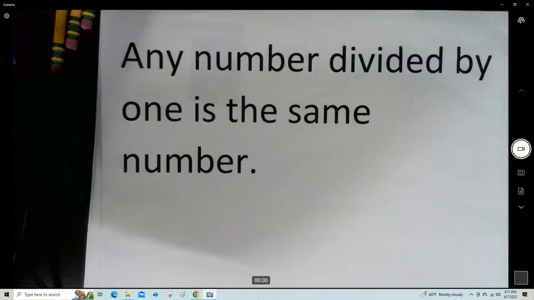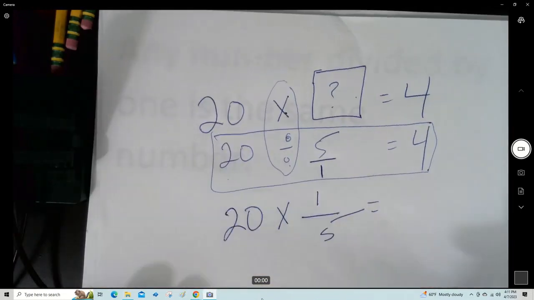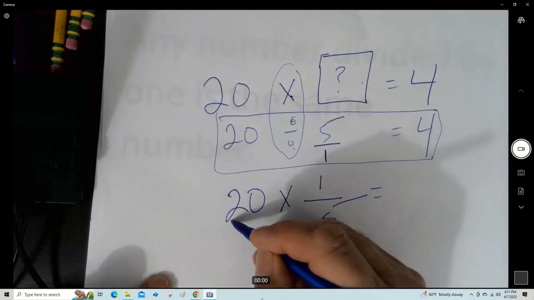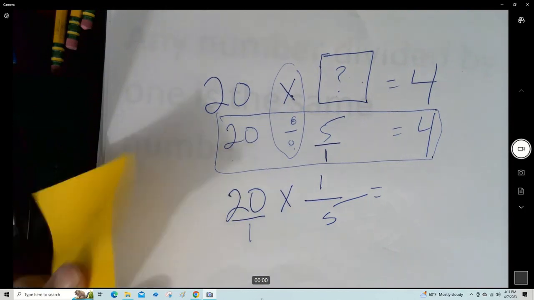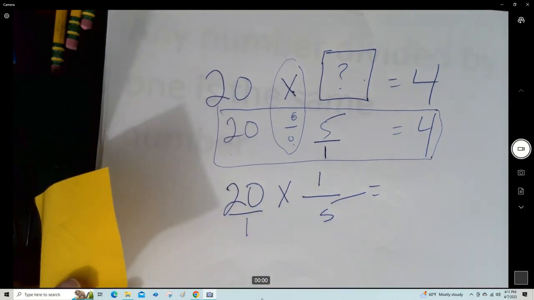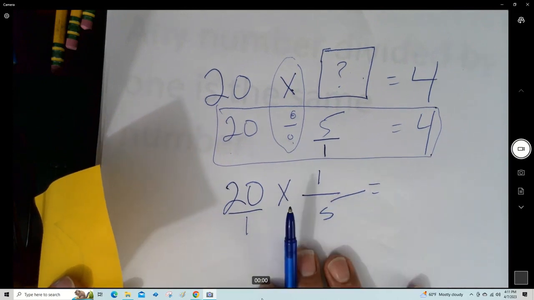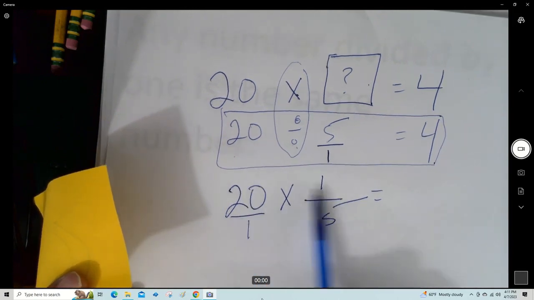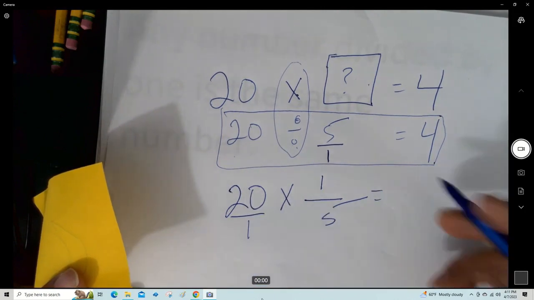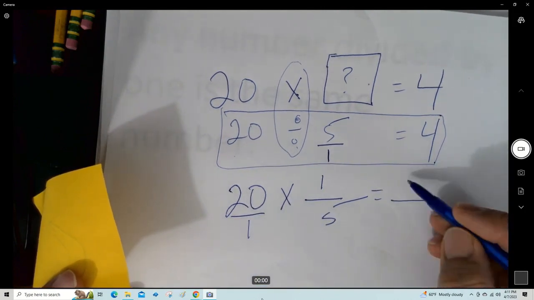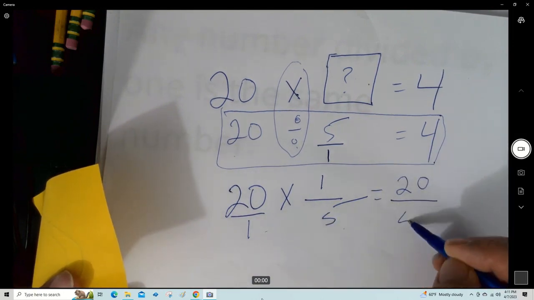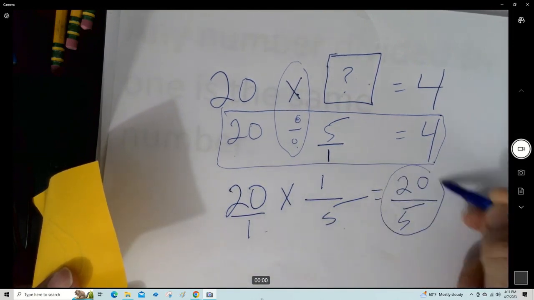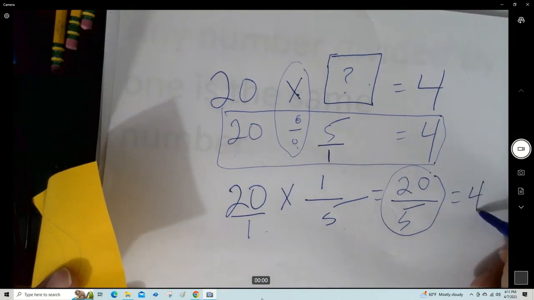This one here: any number divided by 1 is the same number. Okay, we just use that. Any number divided by 1 is the same number. So now we use it for 20, right? And now we have a fraction times a fraction. And that's what we want when we multiply fractions, because we multiply the top, or the numerator, times the numerator. We get 20, right? 20, and 1 times 5, 5. And there it is. That means 20 divided by 5, which is 4.